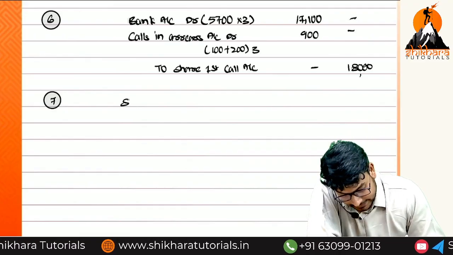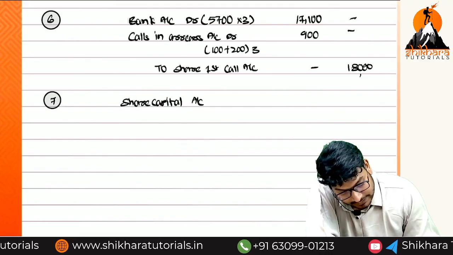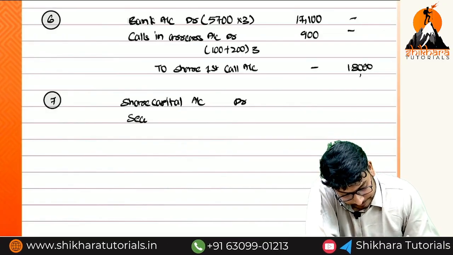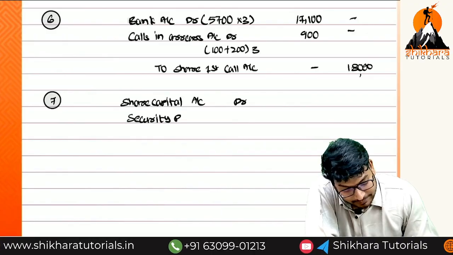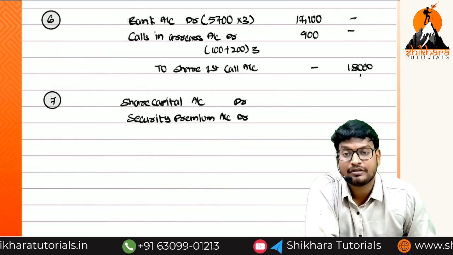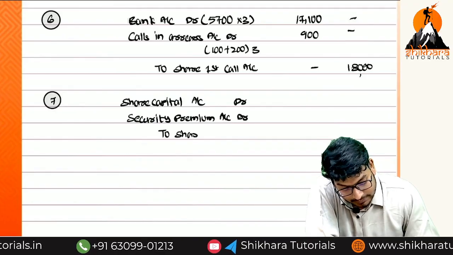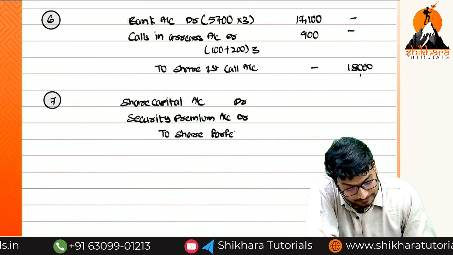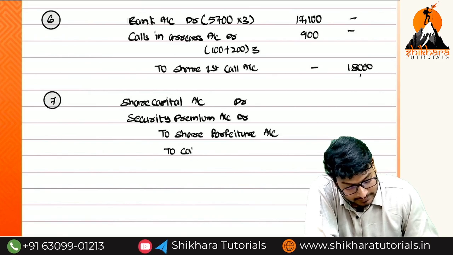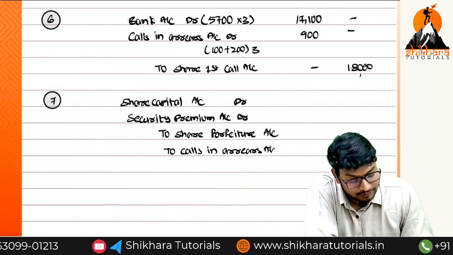Now share capital account debit. First write the entry and then we can write the amounts. Securities premium. We can reduce the securities premium. Why, sir? Because we have received the securities premium. We have not received the securities. Next, to share forfeiture account, and to calls in arrears.